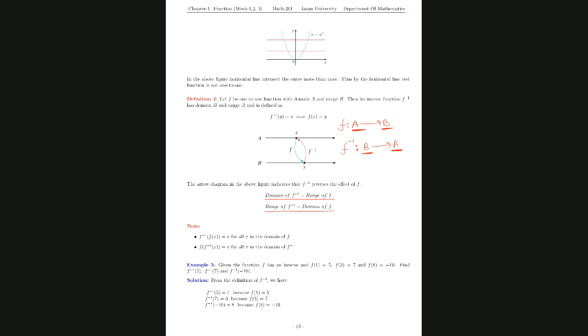Now note some points here. f inverse of f of x: the inverse and f cancel, leaving x. And f of f inverse of x: the f and the inverse cancel, leaving x. You have to remember this. So f inverse of f of x is x, and f of f inverse of x is x. Remember this. Now come to this question, example number 3.